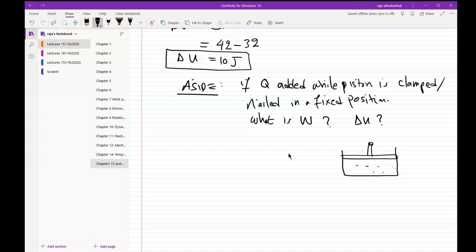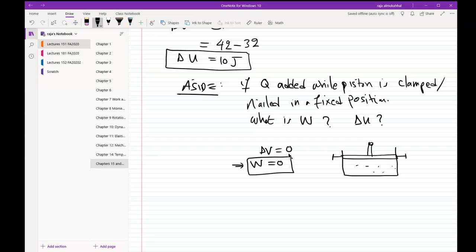And what I'm going to do, I'm going to put a nail. I'm going to nail it like that. Okay, I'm not going to allow it to move. So that means there is no change in volume, and therefore delta V is 0. Make sense? And what does that mean? This implies that W is 0.